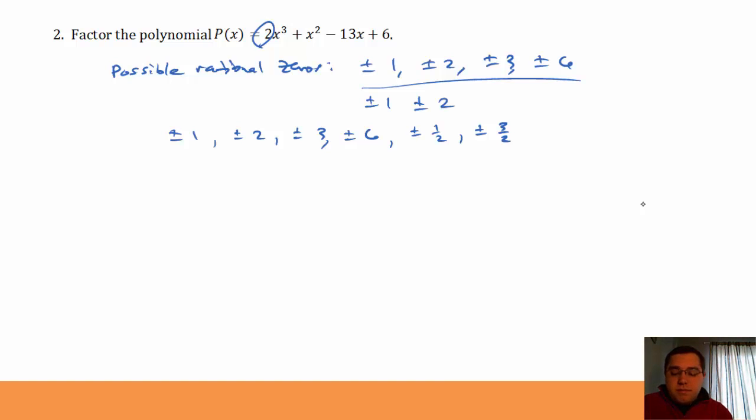That gives me 12 possible numbers to be rational zeros of this polynomial. I don't need to try all 12 of them. I just need to keep going until I find one that works.